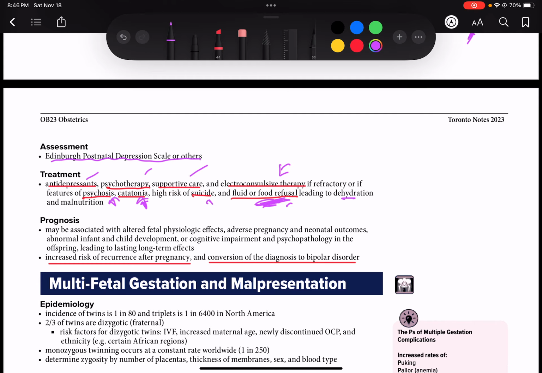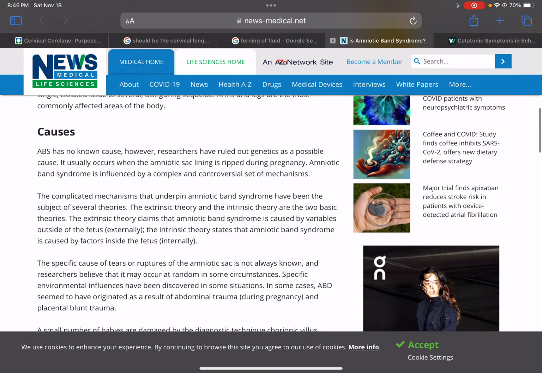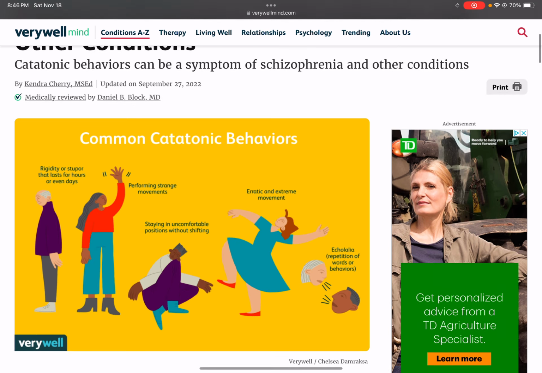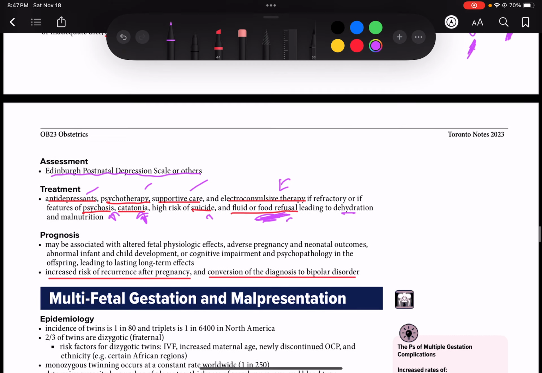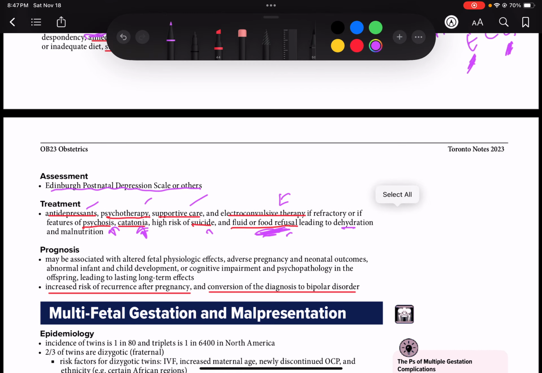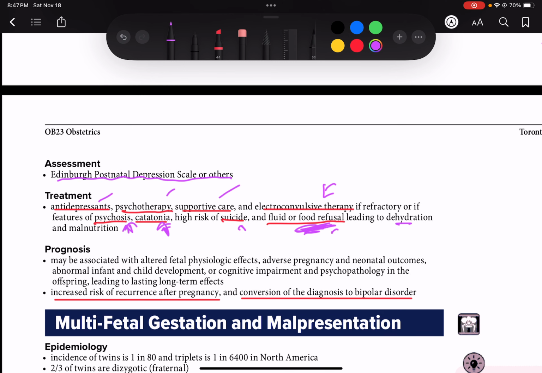What is catatonia? It is just bizarre behavior. I'll show you a very nice diagram. Yeah, this picture. So there is rigidity or stupor that lasts for hours or even days. They're performing strange movements, staying in uncomfortable positions without shifting, erratic and extreme movement, echolalia, which is repeating others' words or repeating others' behaviors, and being very irritated. So if such a situation occurs, psychosis occurs, they have suicidal ideations, we are going to go for electroconvulsive therapy. Other than that, we're going to go for antidepressants, psychotherapy, supportive care.